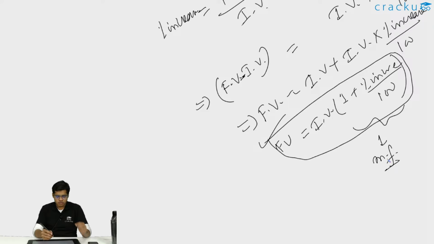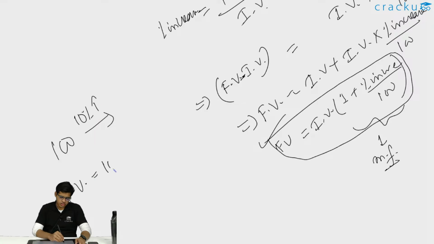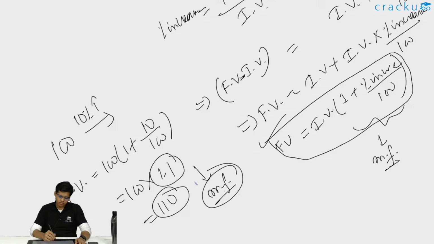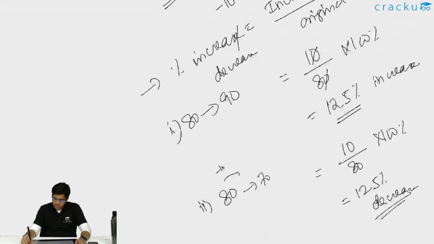What does this mean? Suppose the initial value was 100. There is a percentage increase of 10%. Applying this formula, FV, final value equals initial value into 1 plus percentage increase by 100. So it is 100 into 1 plus 10 by 100, which is 1.1, which is 110. So in this case, the multiplying factor is 1.1.